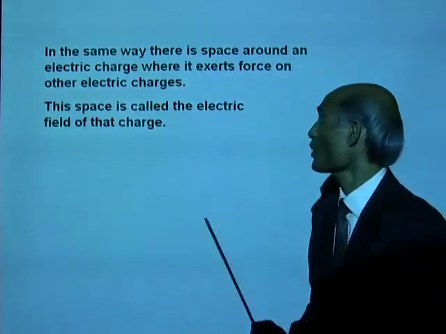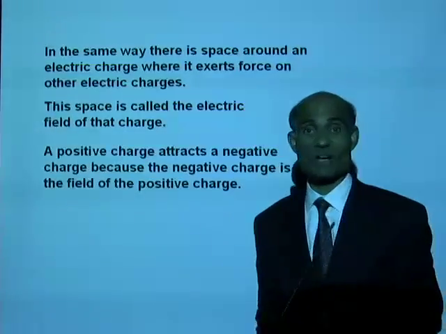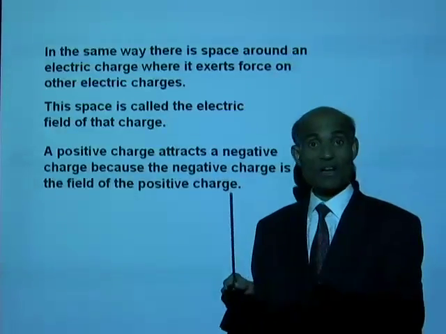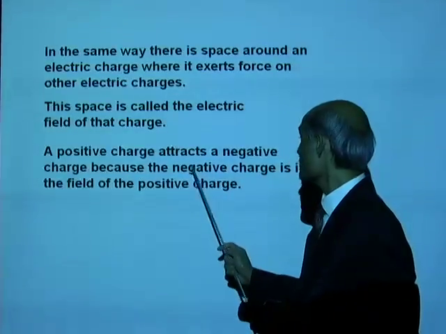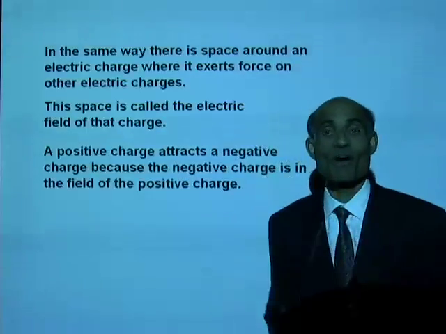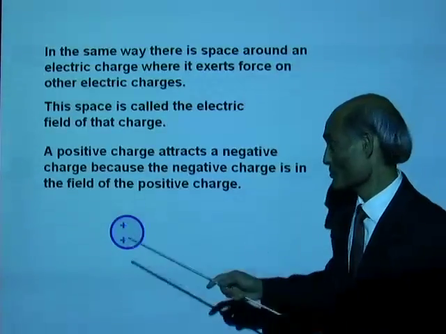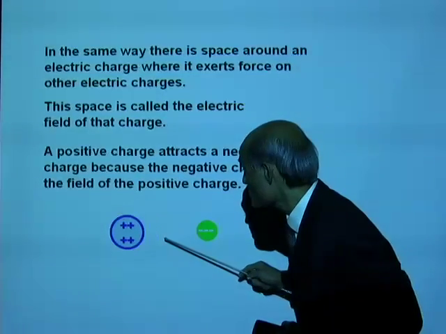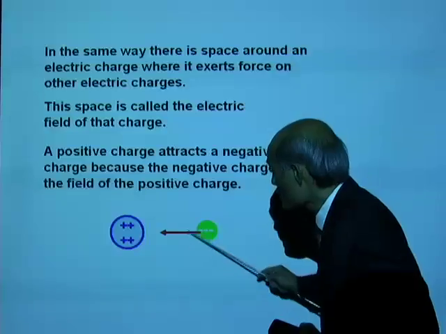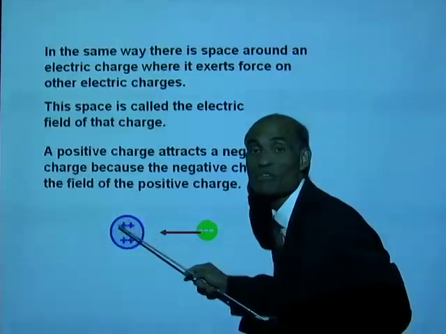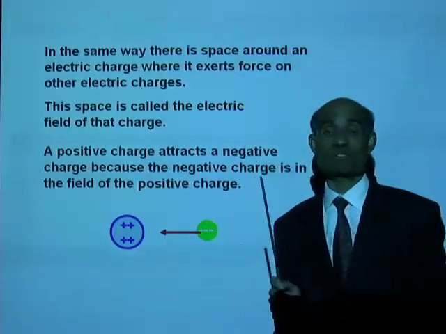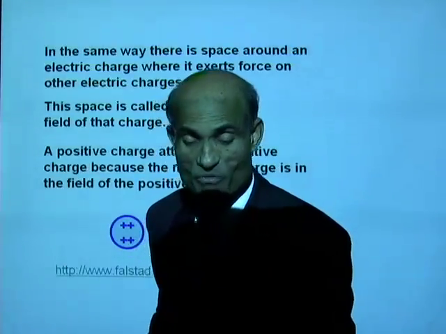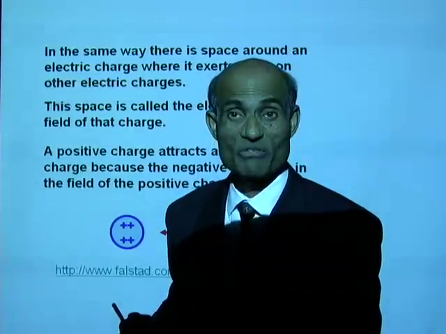This space is called the electric field of that charge. A positive charge attracts a negative charge because the negative charge is in the field of the positive charge. You see, this is a positive charge. It attracts a negative charge because this negative charge is placed in the field due to that positive charge. Alright, let's see, we can look at the visualization of the electric field.